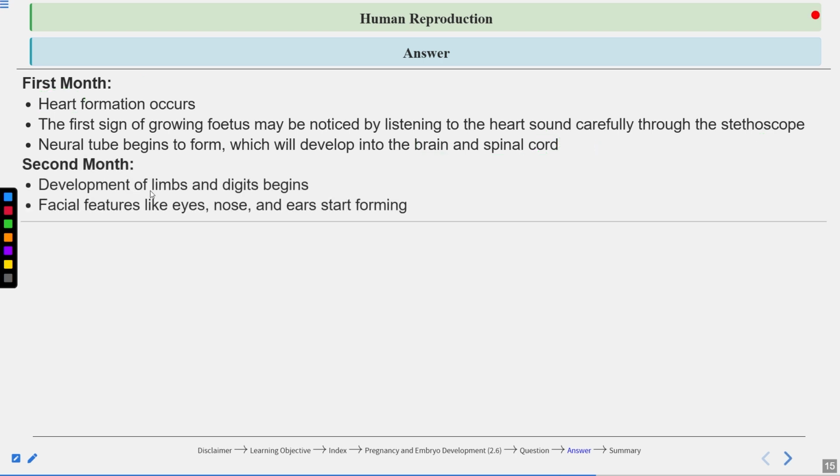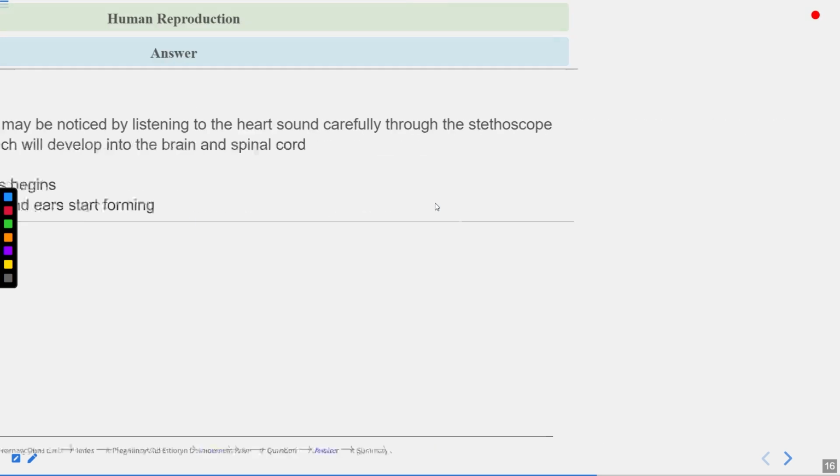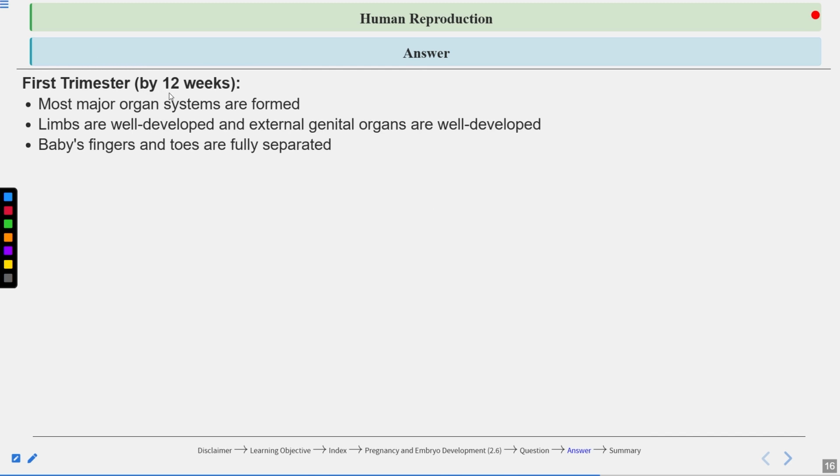Next is the second month. The development of lips and digits occurs here in the second month. Now, facial features like eyes, nose, and ears start forming. Now, first trimester. Each trimester is 12 weeks. The first trimester means by 12 weeks, most major organ systems are formed. Organ systems are like the digestive system, excretory system. Major organ systems are formed, limbs are well developed, and external genital organs are well developed. Baby's fingers and toes are fully separated.